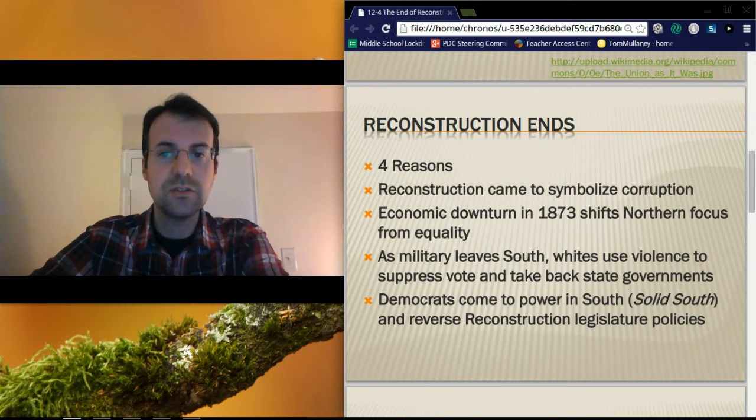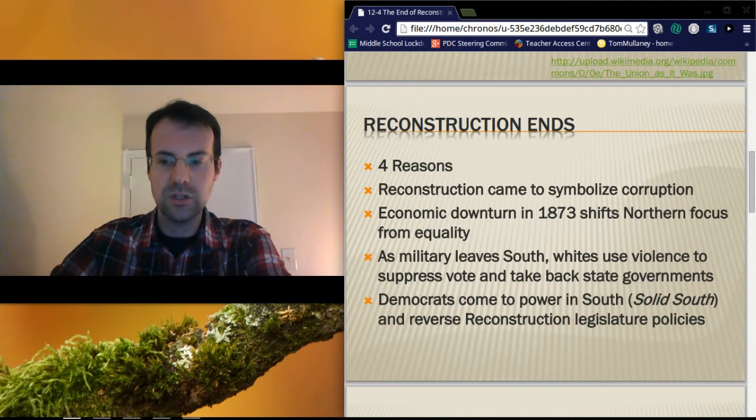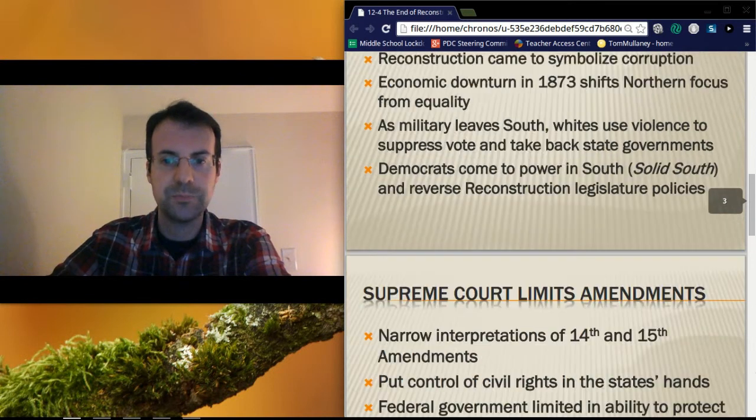In 1873, there's an economic downturn. The Northern focus shifts from equality to economic matters. As the military leaves the South, whites use violence to suppress the vote and take back state governments, and Democrats come to power in the South. It becomes the solid South in that it always votes Democratic in presidential elections, local elections, congressional elections. Those Democrats reverse Reconstruction legislature policies.